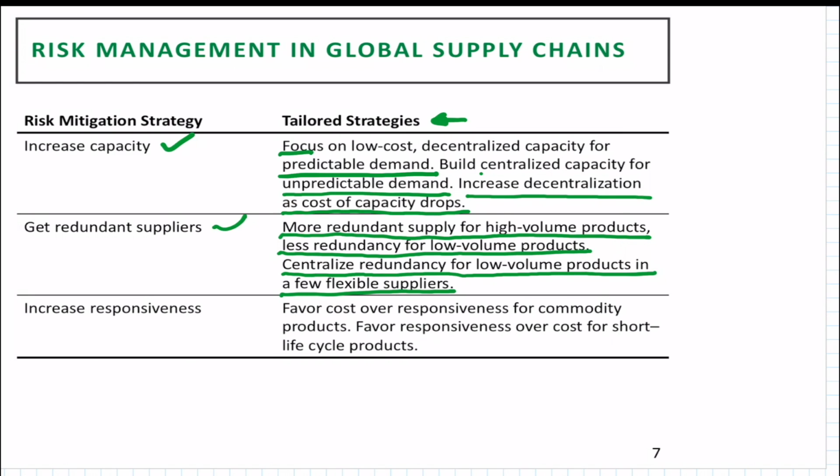If the strategy is to increase responsiveness, then a tailored strategy would be to favor cost over responsiveness when dealing with commodity products and responsiveness over cost for short life cycle products.